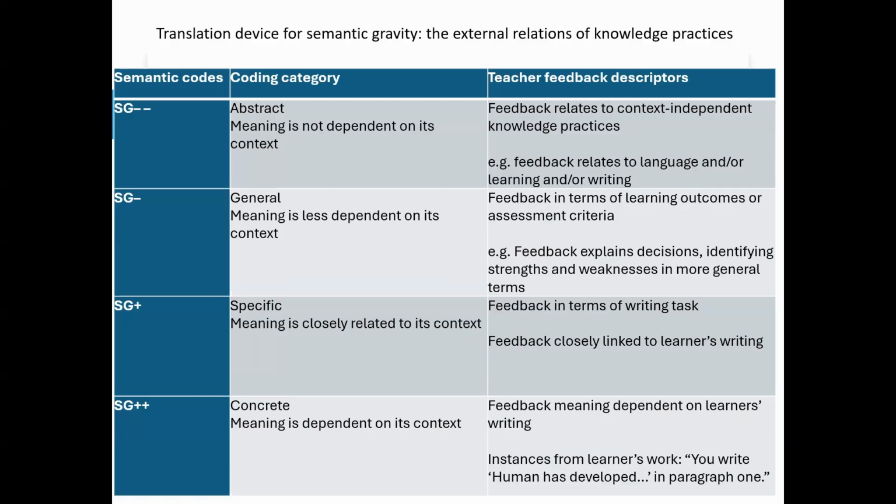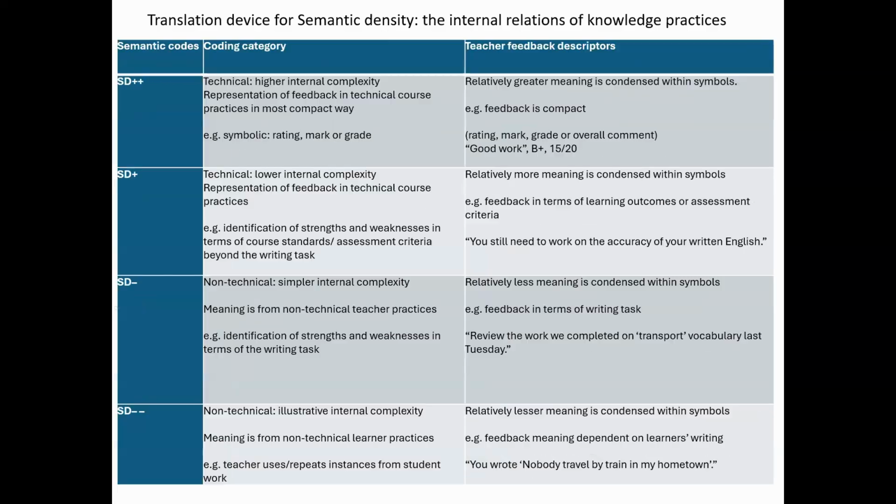But that was semantic gravity. Andrew, what's the point of the coding categories? Just how when I was looking at the classroom talk, these are just the names you gave to them, like concrete, specific, and general. Yes, that's right. It's just that they're not the indicators, they're just the category names.